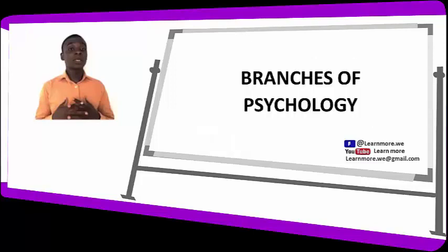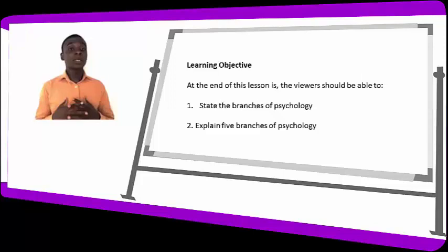So this is lesson 3, and in this lesson we are looking at the branches of psychology. Having understood the characteristics of psychology, we are now looking at its branches. At the end of this lesson, the viewers should be able to state the branches of psychology, and you should be able to explain at least 5 branches of psychology.